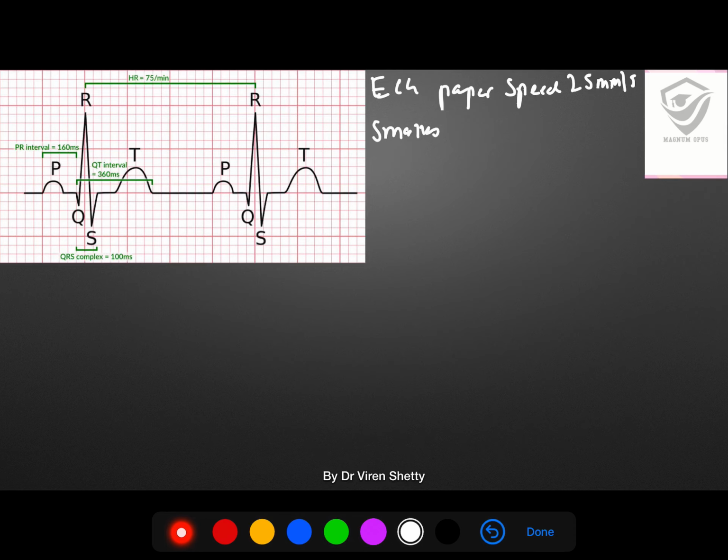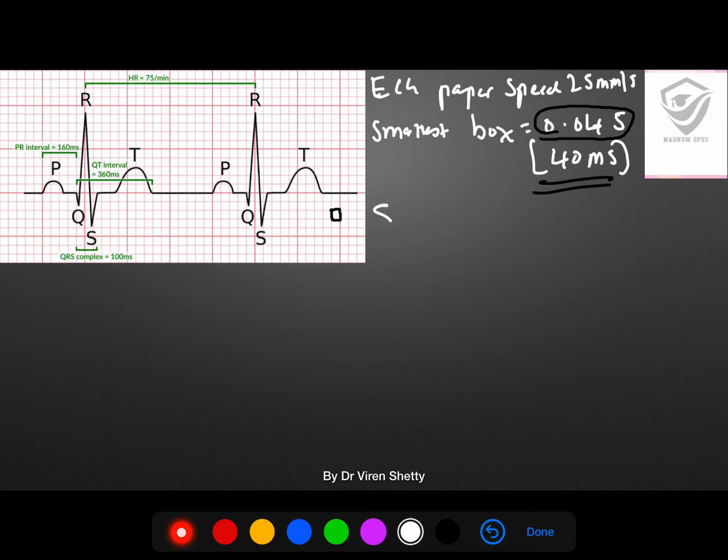The smallest box in the ECG graph is equal to 0.04 second, which is 40 millisecond, because sometimes they may ask you, or they can give you in the option as only second, and sometimes they may give you millisecond. So this small box is 0.04 second or 40 millisecond.